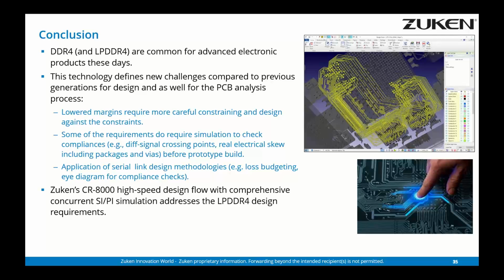That's not just slightly, it's significantly different to previous technologies you may have implemented. We have lowered margins. We have a lot of electrical constraints and requirements, which are difficult to check just by design rule checks. So we have these crossing points for differential pairs. We have real electrical skew, where you have to include the packages and the wires, the length of the wires. This typically should be done before the first prototype is ordered.